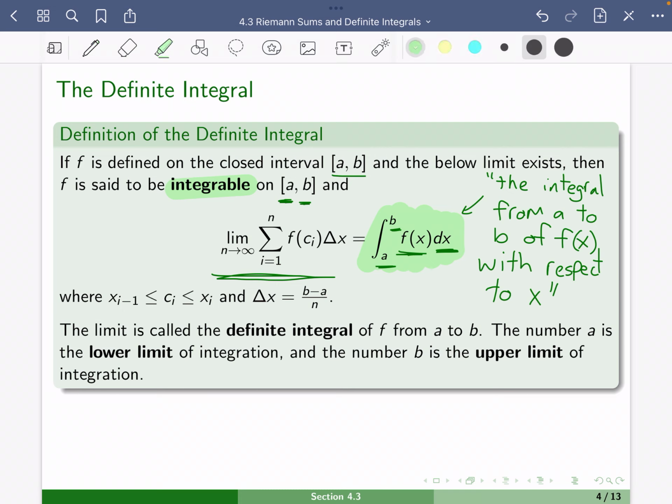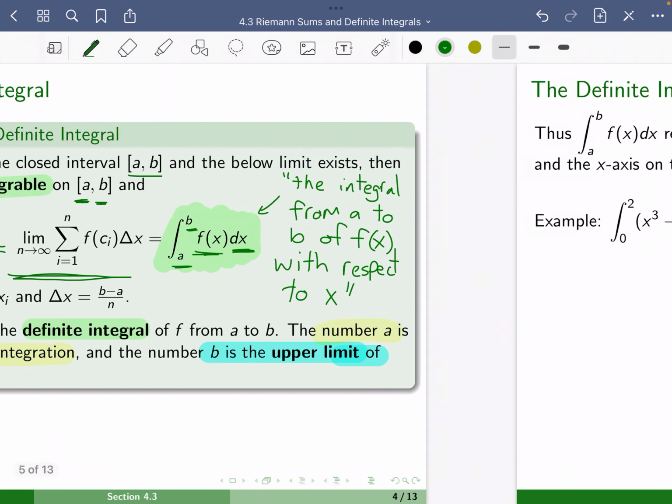The limit is called the definite integral of f from a to b. That number a, we call the lower limit of integration. And that value b is the upper limit of integration. And so you might say, oh, isn't this exactly what we had before? And I would say almost, except instead of this being just an area, this is now the signed area, or like a net area. So sometimes you have positive areas, sometimes you have negative areas.